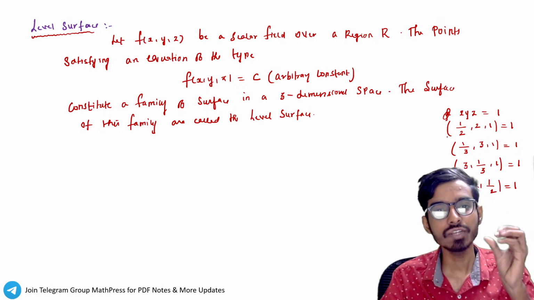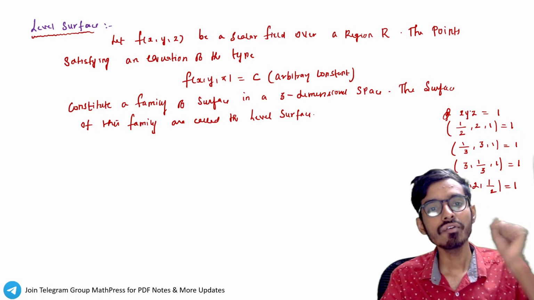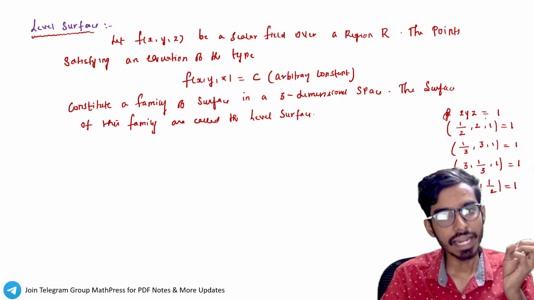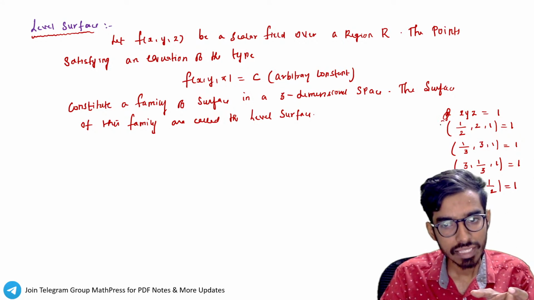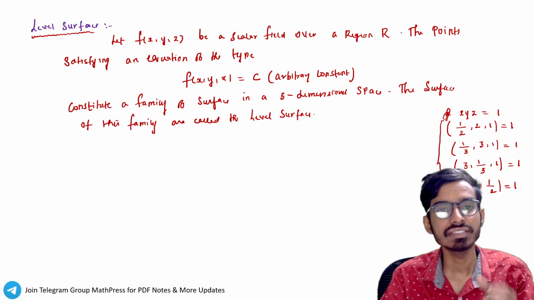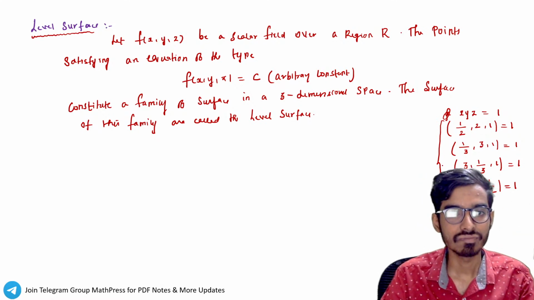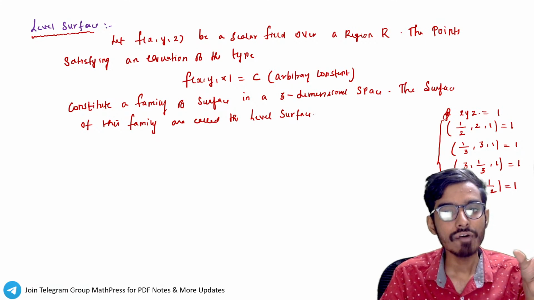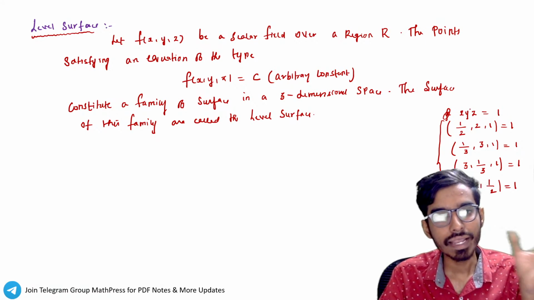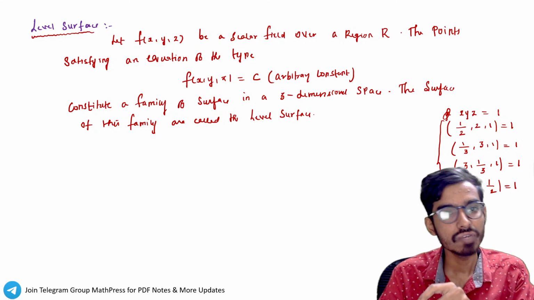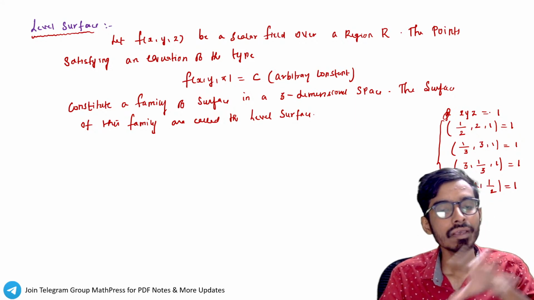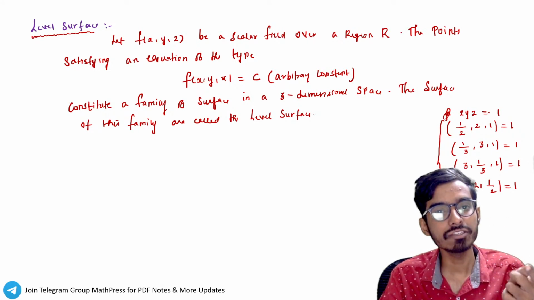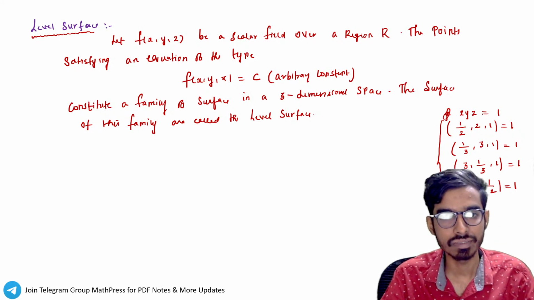So you fix C to be equal to some constant. You have a function of 3 variables. You collect all those points that satisfy this equation. So all these points will form a surface. That surface is called level surface. Is it clear now? So you fix an arbitrary constant. You have a function of 3 variables. You collect all those points that satisfy this equation. All those points will form a surface in a 3D space. That surface is called level surface, right?